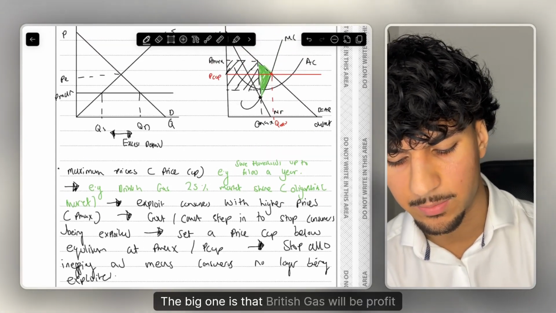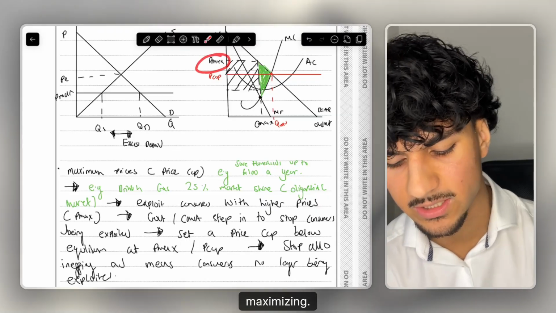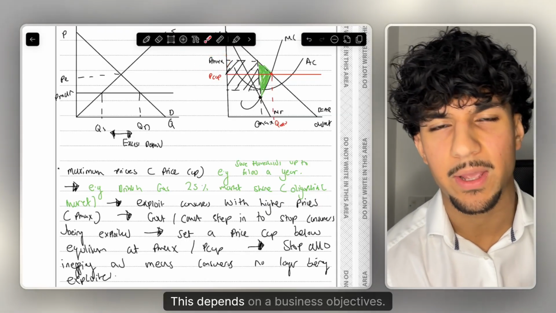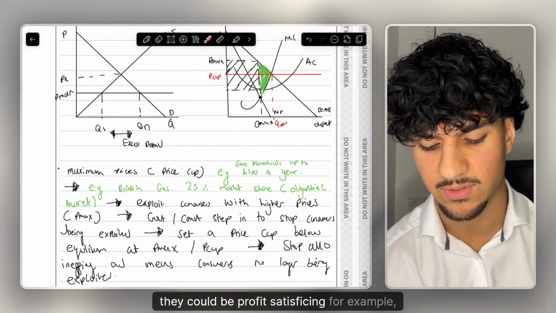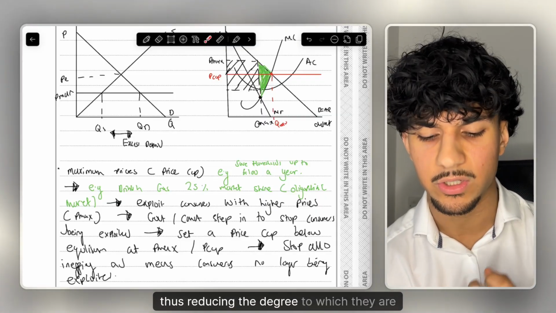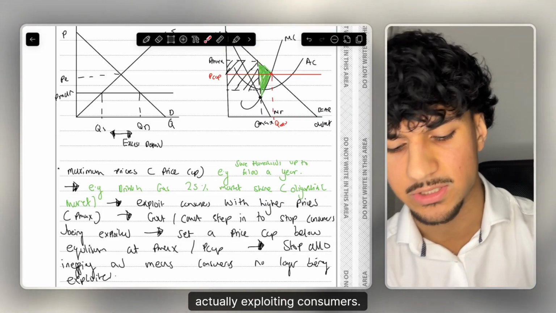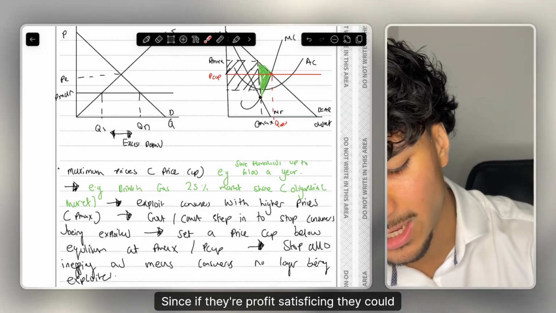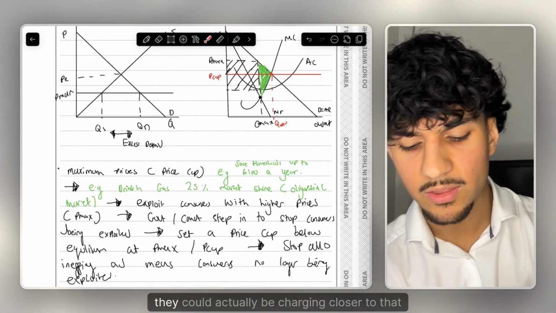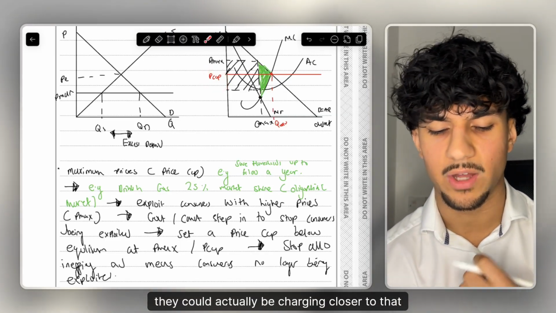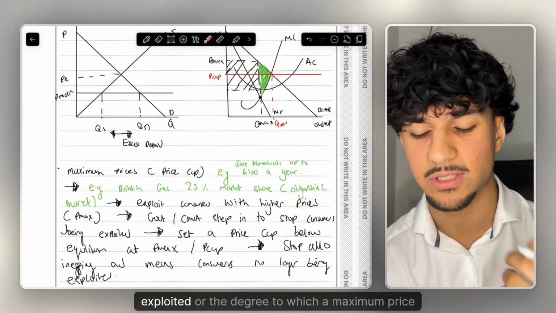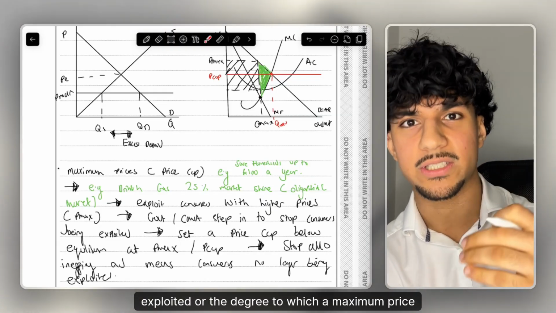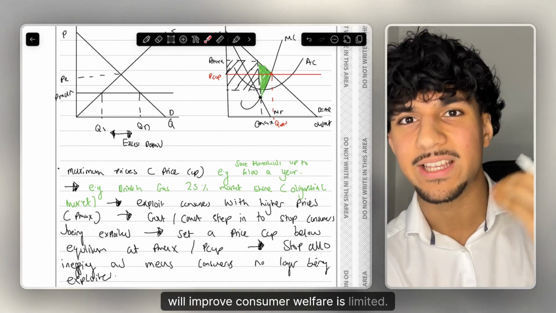The big one is that British Gas will be profit maximizing. You could say, however, in evaluation, this depends on a business's objectives. As a business, they could be profit satisficing, for example, thus reducing the degree to which they are actually exploiting consumers. Since if they're profit satisficing, they could actually be charging closer to that allocatively efficient price, thus meaning the degree to which consumers are exploited, or the degree to which a maximum price will improve consumer welfare, is limited.